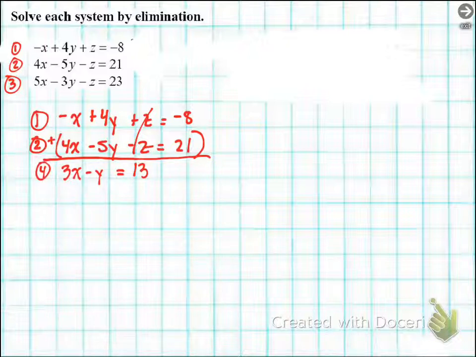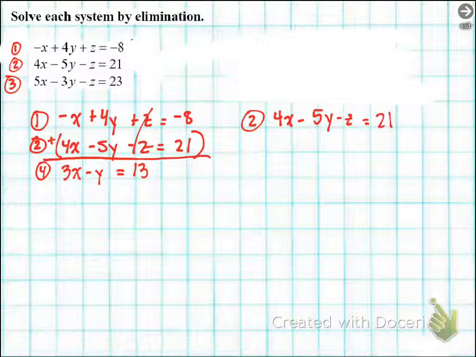Now, let's put 2 and 3 together. Equation 2, again, I'm copying, is going to be 4x minus 5y minus z is equal to 21. Then we have equation 3. We have 5x minus 3y minus z is equal to 23.